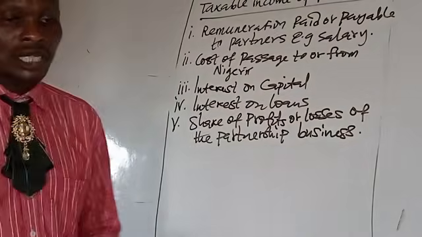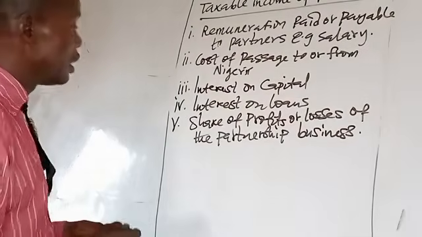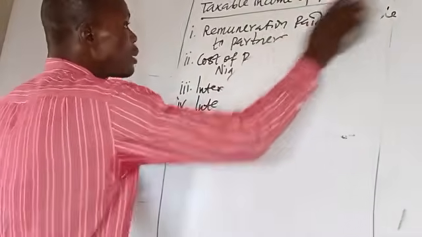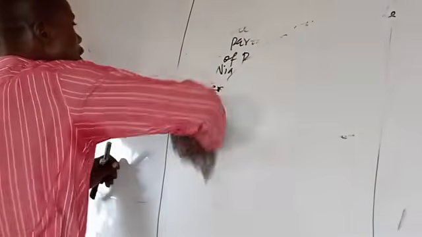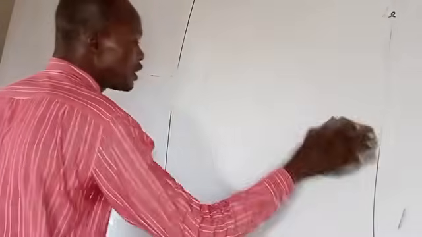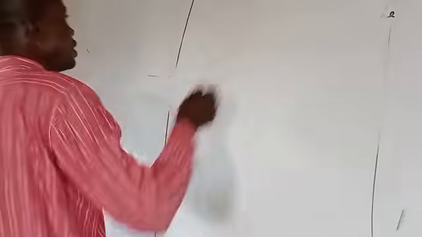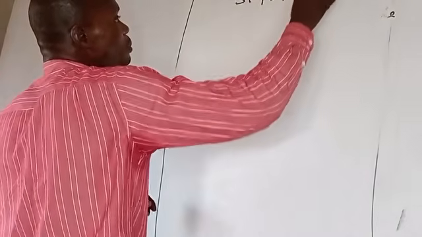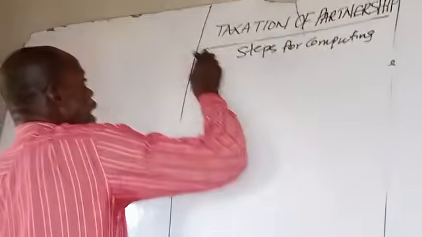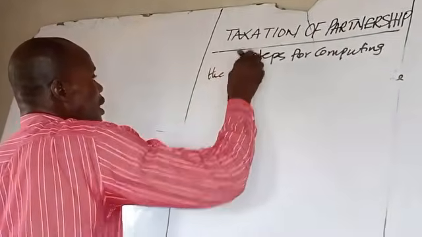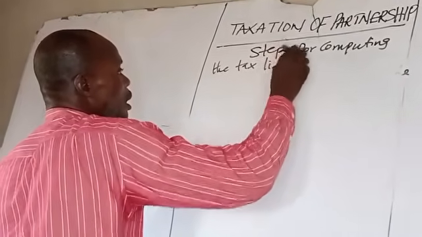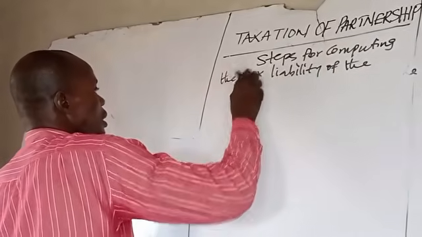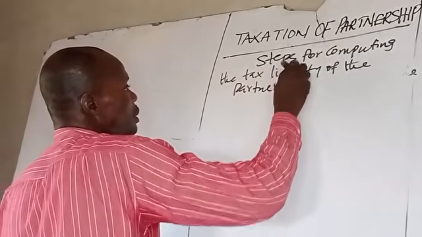What are the steps for computing the tax liability of a partner or a partnership business? Now let's look at the steps. The first step is to compute the adjusted profit or loss of the partner. Steps for computing the tax liability or tax payable of the partnership business.